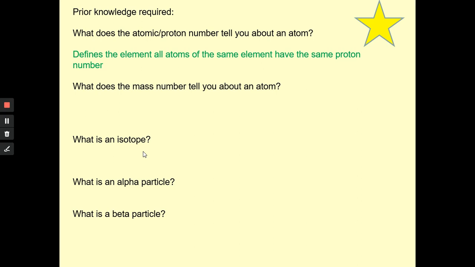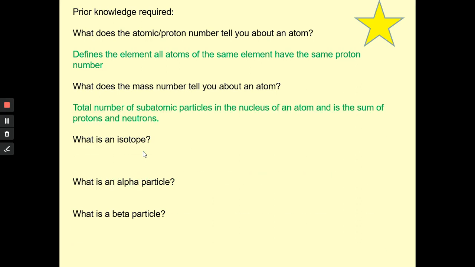What does the mass number tell you about an atom? Well, that tells you the total number of subatomic particles in the nucleus, and it's always the sum of the protons and the neutrons.